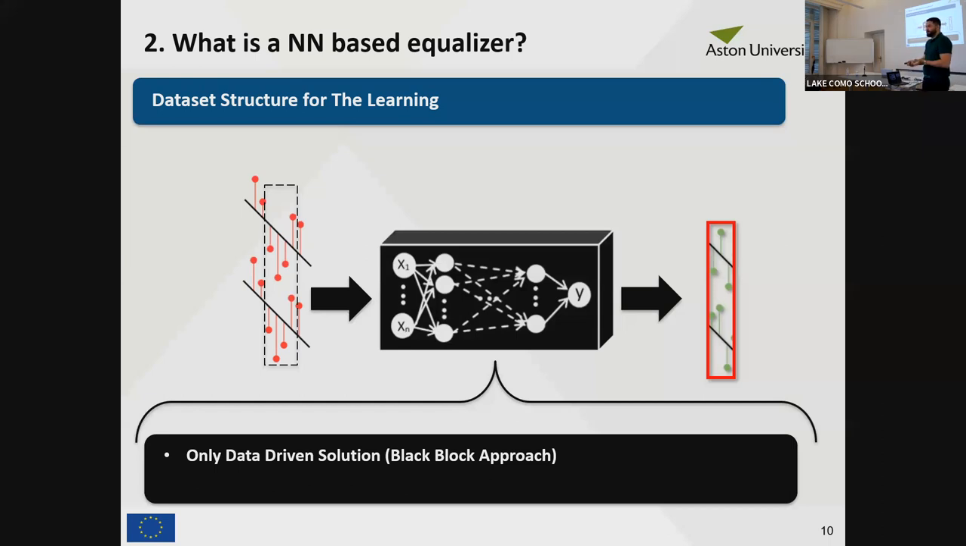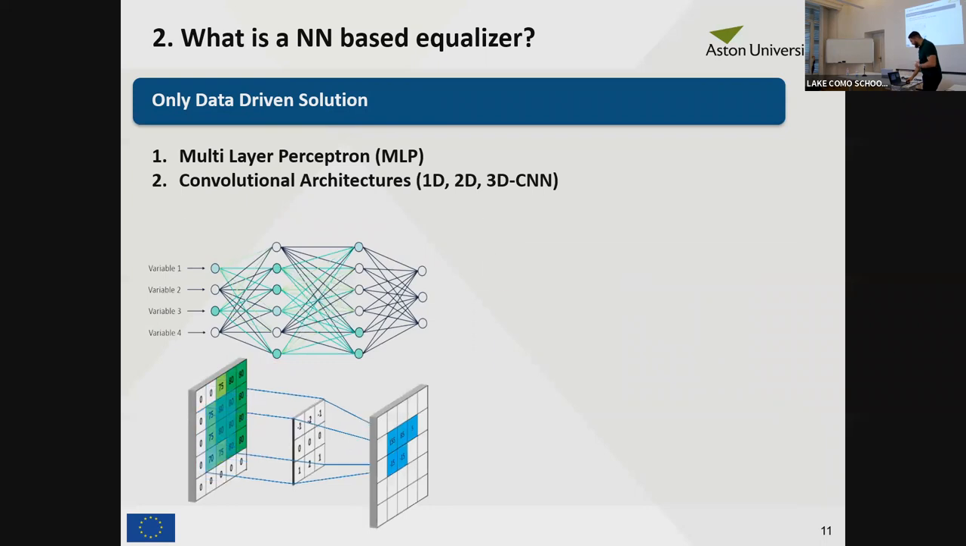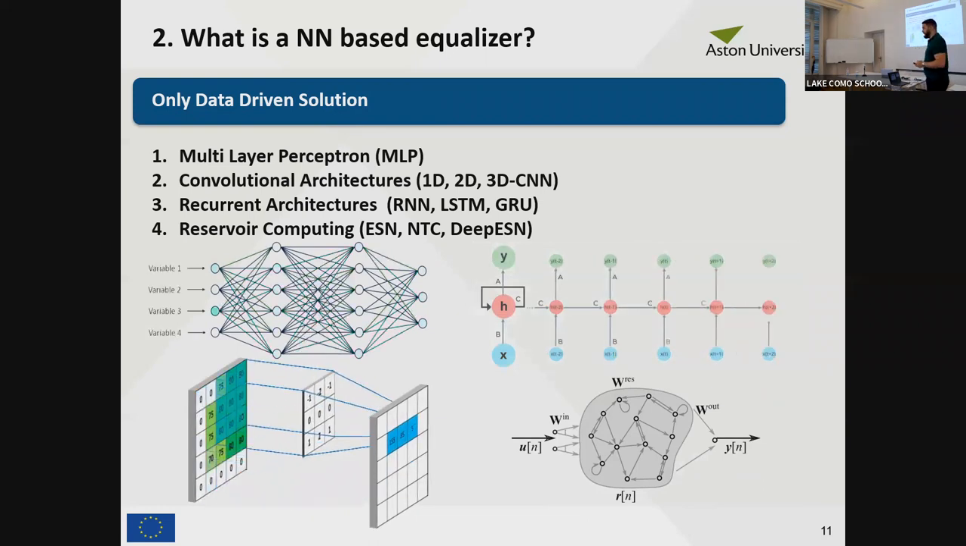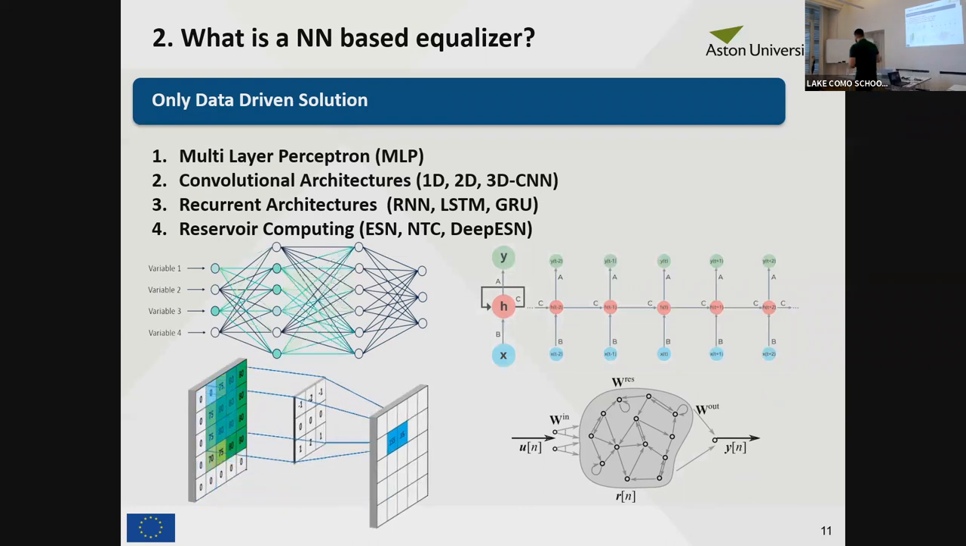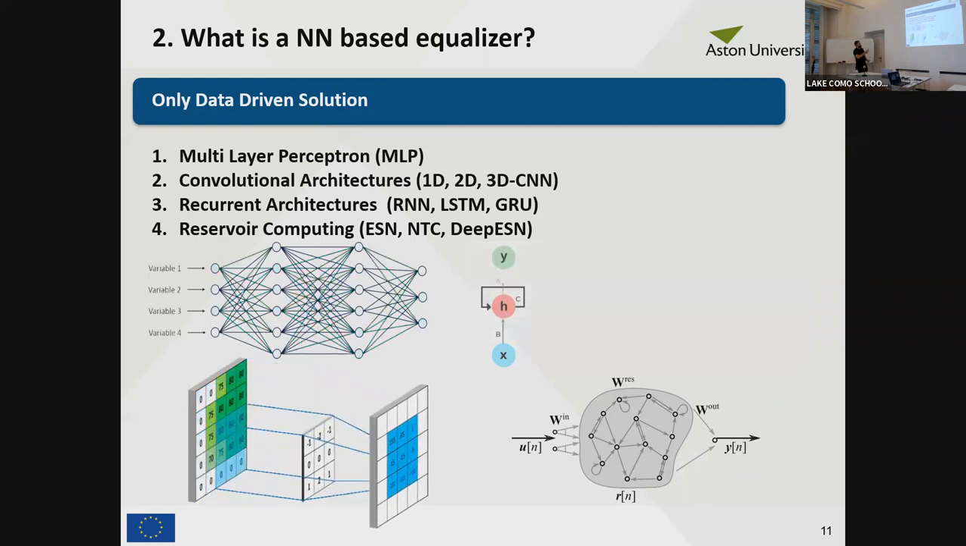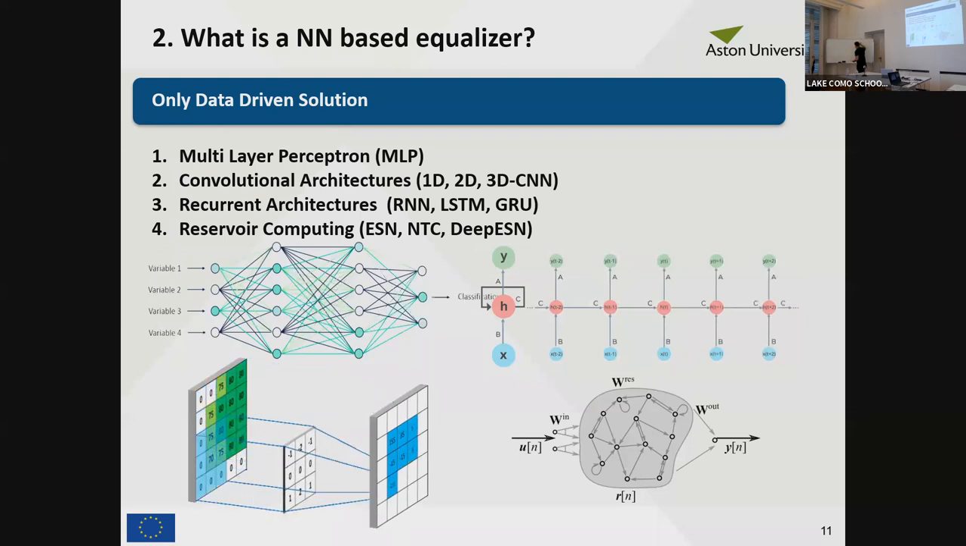We have the only data-driven solutions that we call the black box approach. And we also have the model-driven approach, in which we try to help the learning, or we try to design the neural network embedding some physical knowledge that we do have from the Schrodinger equation, from the Manakov equation. So for the only data-driven solution, we have the multilayer perceptron, convolutional architectures, recurrent architectures, and reservoir computing. And in this presentation, I'll be showing that we tested all of them. And it's only interesting to highlight that when we deal with memory vectors, the reservoir, the recurrent, and the convolutional work really, really well with data shaped in this way.